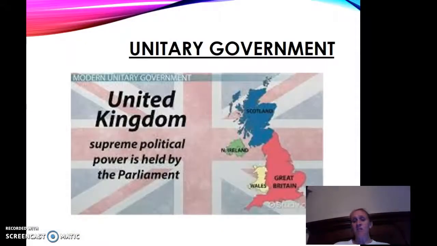Unitary form of government is when your national government governs everything, and that's just the end of it. In Great Britain, the parliament is in charge and they govern everything. Part of the parliament in Great Britain is elected, others are appointed through their nobility or their house of wealth. But again, the national government kind of governs everything. You don't see state governments and local governments like you do in the United States.